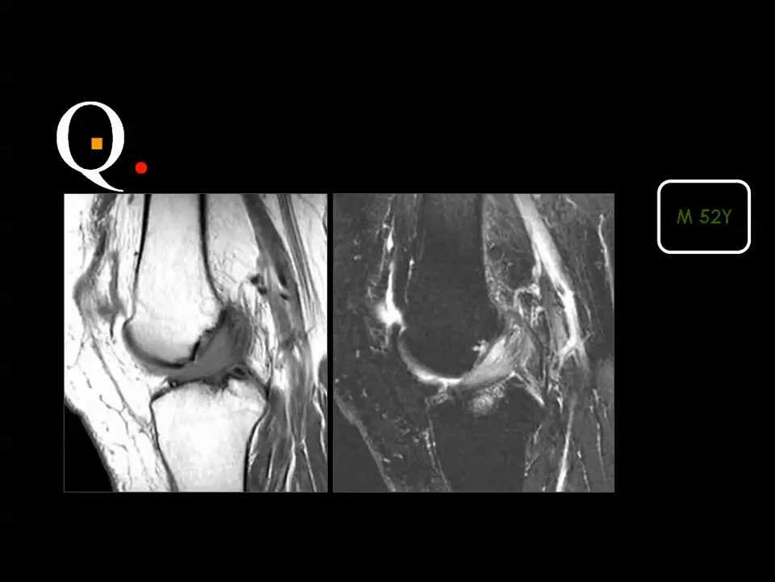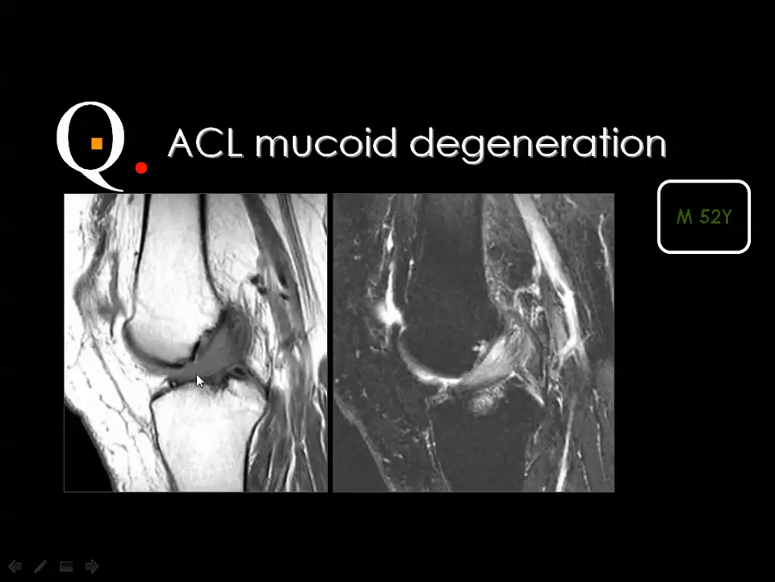Yes. Because degeneration of the ACL, there is diffuse swelling with abnormal signal and زيه زي الكرفس كده اللي هو مخطط منه فيه, and this is mucoid degeneration of the anterior cruciate ligament.